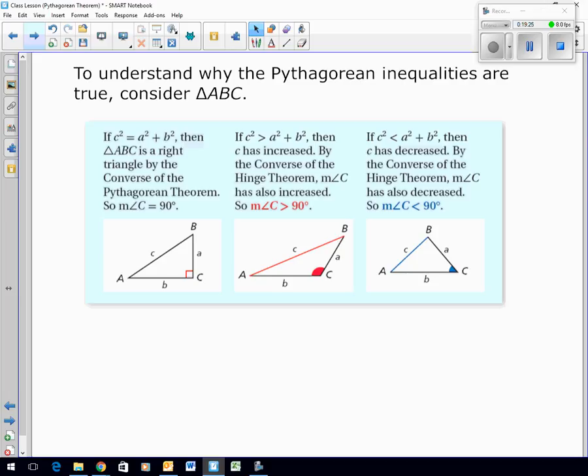The point of this is, hey, quit telling Laffy Taffy jokes. The point of this is this: you can use your Pythagorean theorem to determine if you have a right triangle or if you have an acute or obtuse triangle. Okay? That's the point of today's lesson.